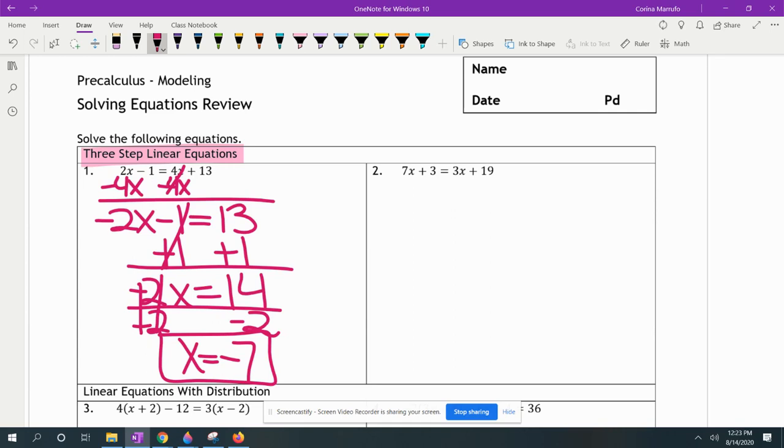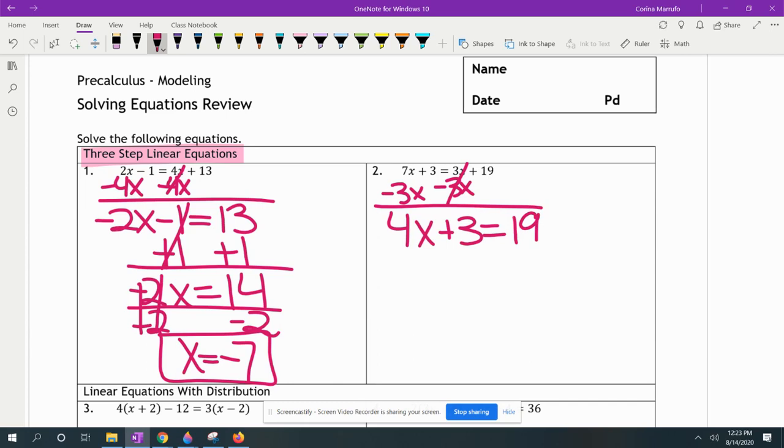All right, so let's go ahead and try the next one. We're going to do the exact same thing. We are going to start off by moving the 3x to the other side. You have 7 x's and you take away 3, you're left with 4x plus 3 equals, and then all you're left with on the other side of the equal sign is the 19.